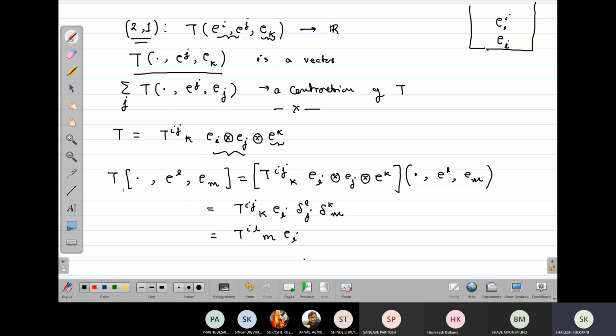So this is the action of T on this. There is only one summation, the summation over i. This indicates that this object is a vector. Agree? Because any vector can be expressed as a linear combination of these. So these are fixed indices now, and this is a running index i. Okay, clear?